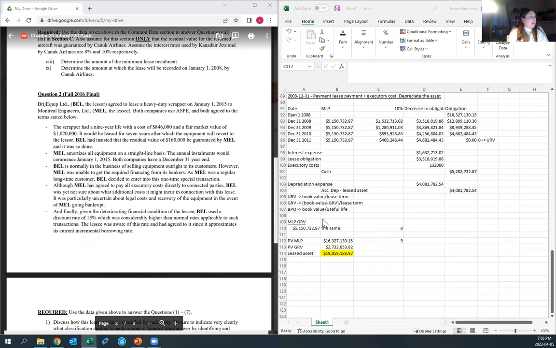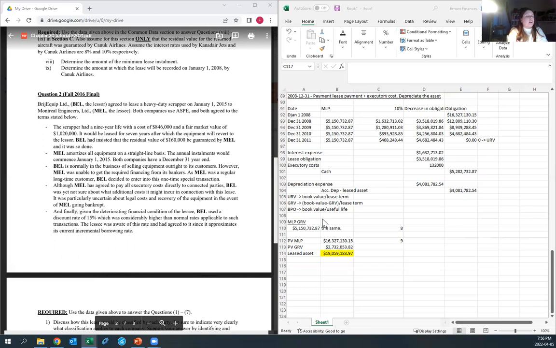So Bridge Equip Limited, Bell, the lessor, agreed to lease a heavy-duty scraper on January 1st, 2015 to Montreal Engineers Limited, Mel, the lessee. Both companies use ASPE and both agreed to the terms stated below. The scraper had a 9-year life with a cost of $846,000 and a fair market value of $1,020,000. It would be leased for 7 years, after which the equipment will revert to the lessor. Bell had insisted that the residual value of $160,000 would be guaranteed by Mel and was so done.